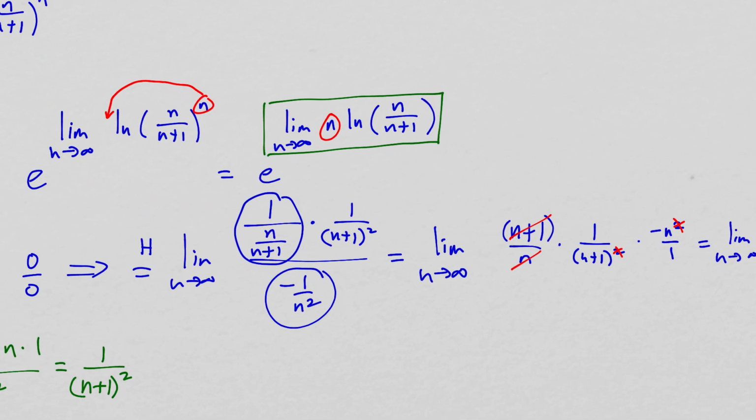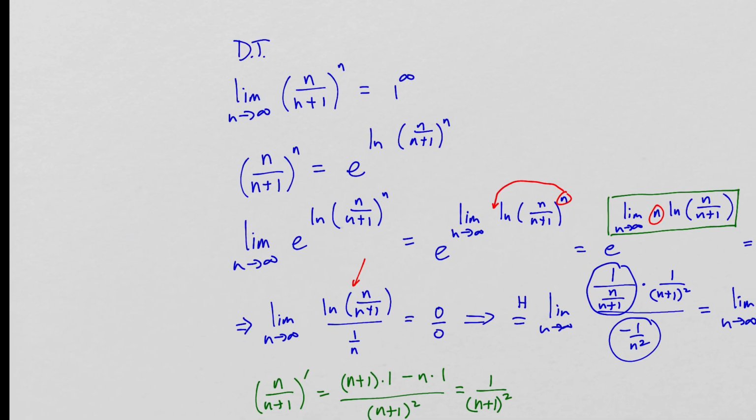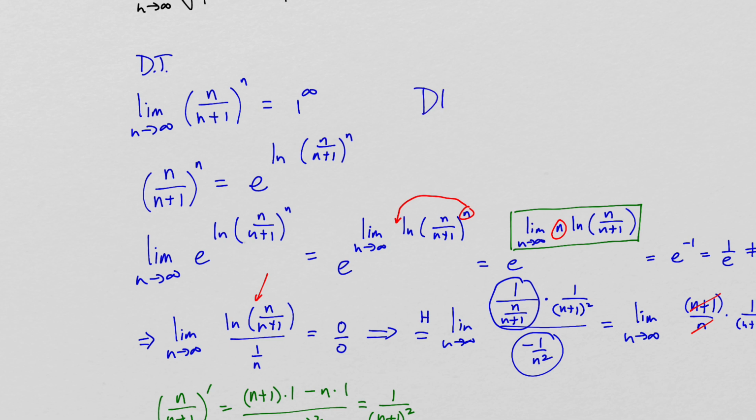So, going back to here, our limit is going to be e to the power negative 1, which is 1 over e. Now remember what the divergence test says. If you take the limit of the nth term and you get something that is not 0, this means your series diverges. So the divergence test tells us that this series diverges because the limit of the nth term was equal to 1 over e.